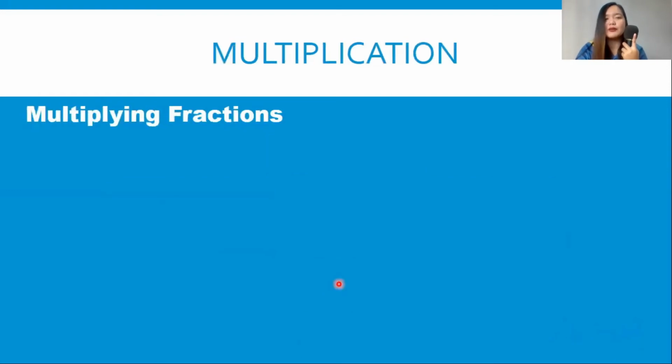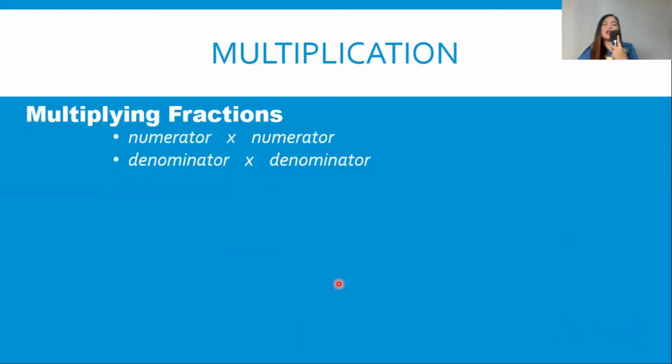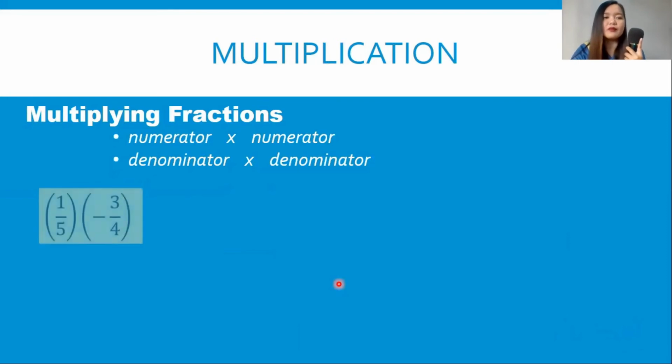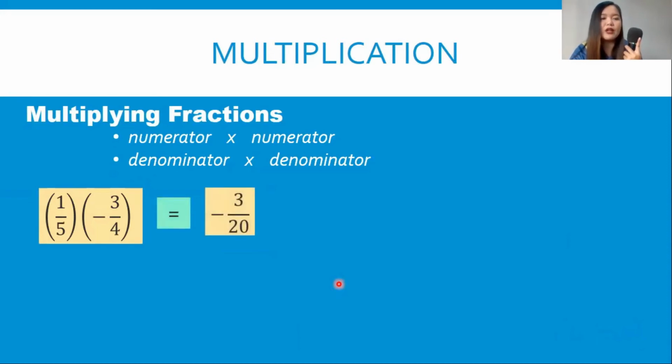Now, let's proceed to multiplication. Multiplying fractions is simple because you just multiply the numerator and numerator over denominator and denominator. Example is when you have 1/5 times negative 3/4. Multiply that, you have 1 times 3, you have 3, and 5 times 4, you have 20.